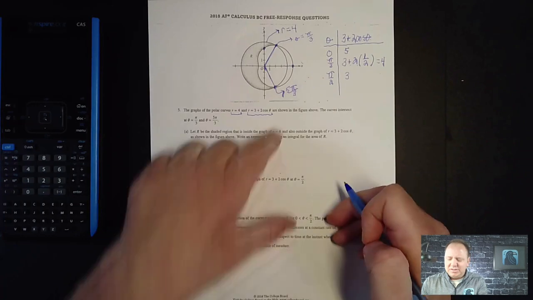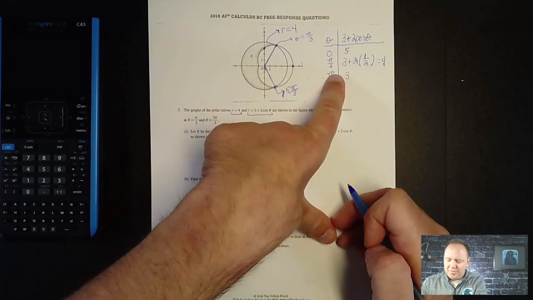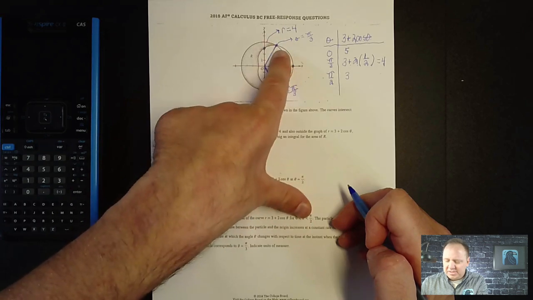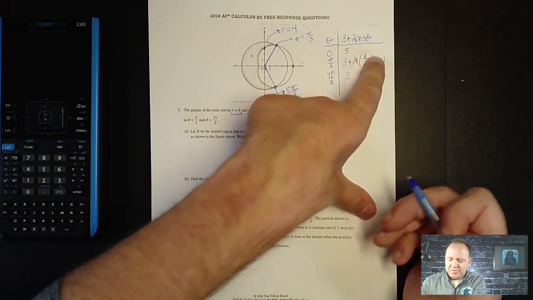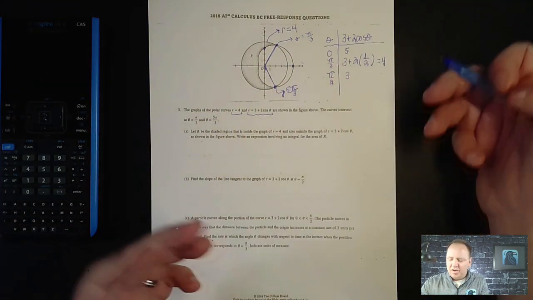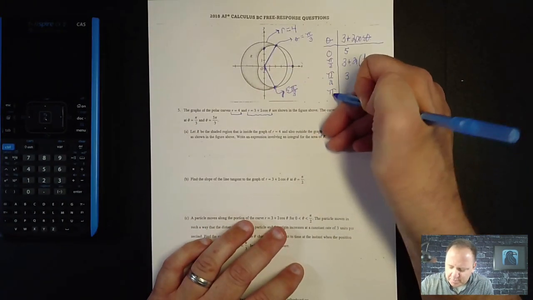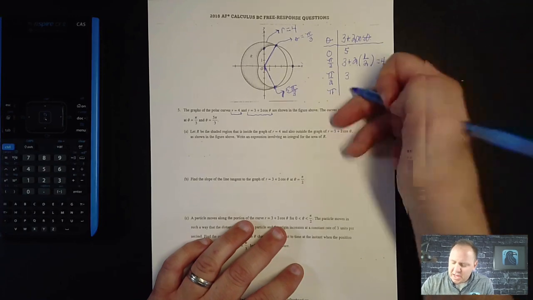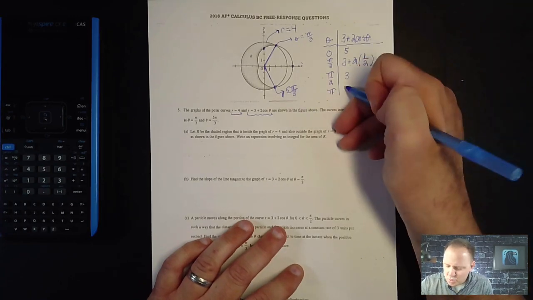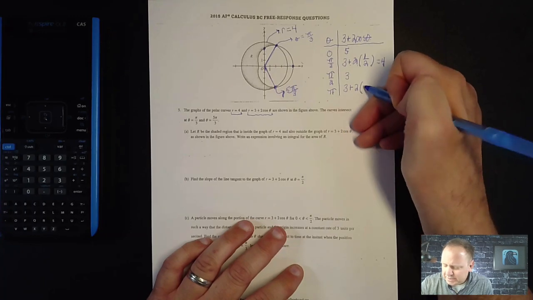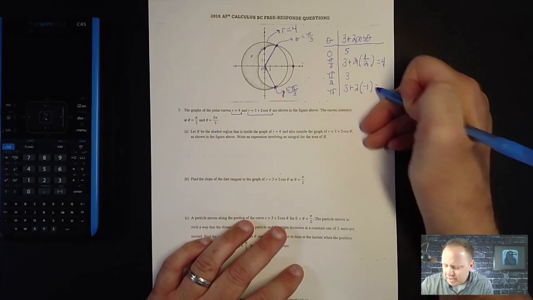But doesn't that make sense why they intersect at pi over 3? Because this radius is always 4, and that means the radius at pi over 3 for this curve is also 4. And we can prove it otherwise. One more for good measure: let's look at pi, or 180 degrees. If I plug in pi, that gives me what? 3 plus 2, all times a negative 1, which is 1.